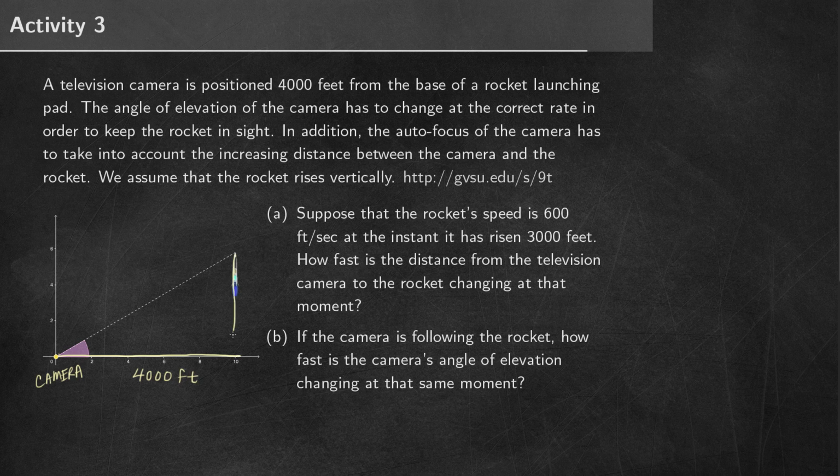And then we've got the rest of our right triangle right here. The angle of elevation from the camera has to change at the correct rate. So angle of elevation, that's our theta right here. And the autofocus has to take into account the increasing distance between the camera and the rocket. So the distance between the camera and the rocket is going to be the hypotenuse of this triangle. Let's call it z.